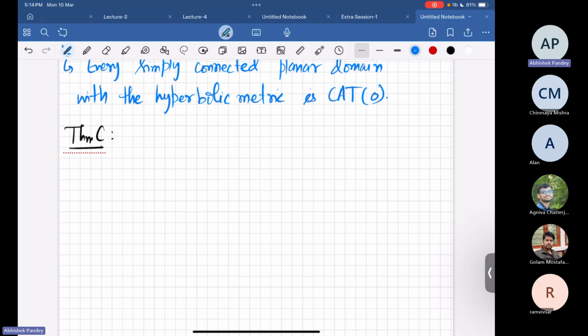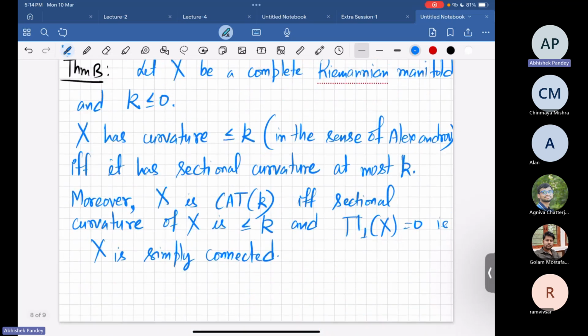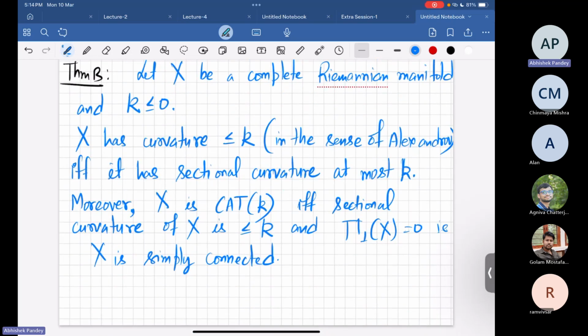Remember, I have mentioned the quasi-hyperbolic metric. See, the quasi-hyperbolic metric is not in general a Riemannian metric. So we can't apply this theorem B on the quasi-hyperbolic metric, and also not on the Kobayashi metric in higher dimension for domains in C^n. We can't apply this because they do not come into the framework of a Riemannian metric.